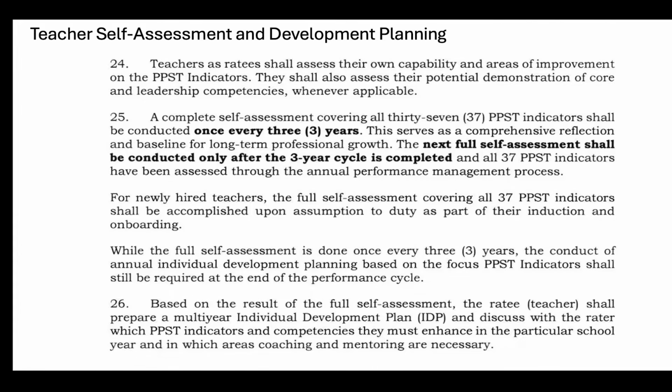So a complete self-assessment, which covers the 37 PPST indicators, shall be conducted once every 3 years. And this serves as a comprehensive reflection and baseline for long-term professional growth. And the next full self-assessment shall be conducted only after the 3-year cycle is completed and all 37 PPST indicators shall have been assessed through the annual performance management process.